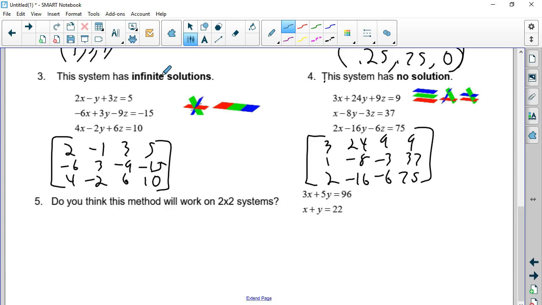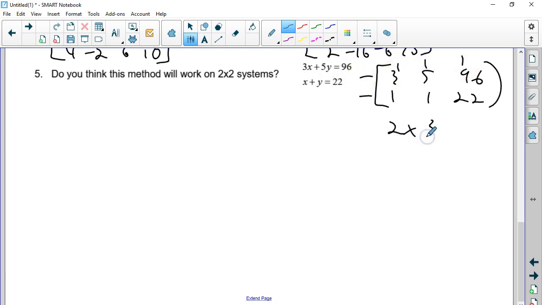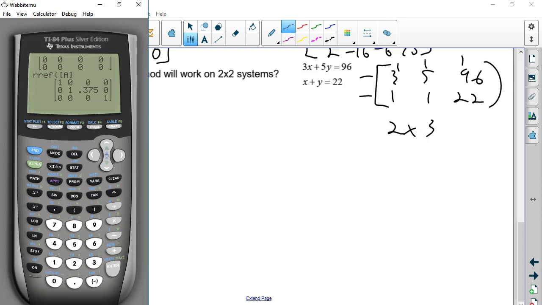Now, do you think this will work on a 2x2 system? You betcha. Okay? My augmented matrix is going to be 3, 5, and 96. 1, 1, and 22. The only thing is, how many rows do I have? 2. How many columns? 3. So when I go to my calculator now, instead of a 3x4, I have to go over and edit. But now I'm putting in a 2x3.